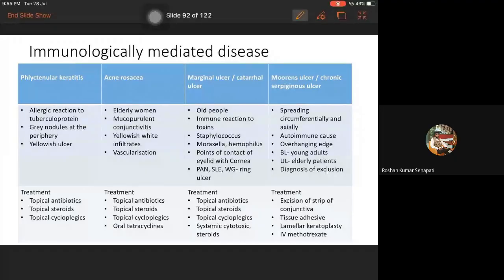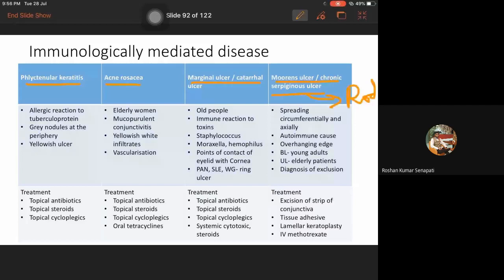The first one is phlyctenular keratitis. You have acne rosacea. Then you have a marginal ulcer or catarrhal ulcer. Then you have Mooren's ulcer or a chronic serpiginous ulcer, also known as a rodent ulcer. Okay, you should know this.